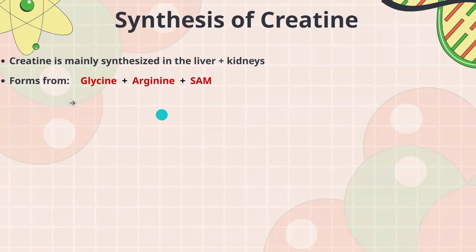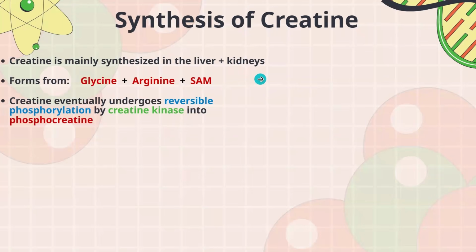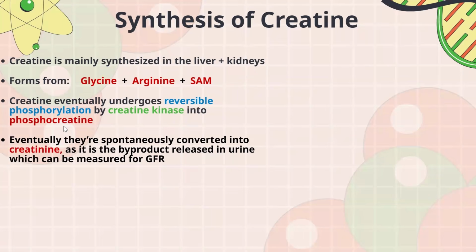Now, if you want a mnemonic for this quickly, GAS, best thing. You're going to see a mnemonic at the end. Basically GAS: glycine, arginine, and SAM. Because SAM is responsible for the methyl group, arginine is responsible here, and glycine is also responsible. So creatine eventually undergoes reversible phosphorylation by creatine kinase, and it's going to eventually form phosphocreatine. And eventually, phosphocreatine is spontaneously converted to creatinine.